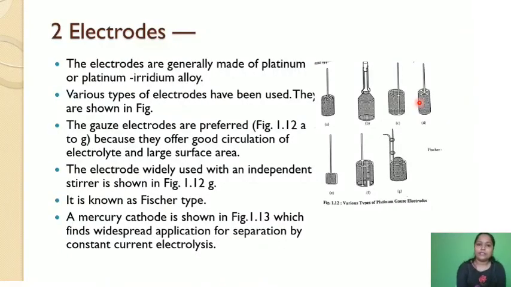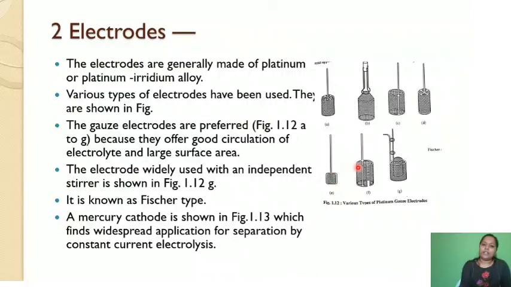The second apparatus is electrodes, cathode and anode. Generally, the diagram shows various types of platinum gauze electrodes. The electrodes are generally made of platinum or platinum iridium alloy. Various types of electrodes have been used, and they are shown in the figure. All are gauze electrodes. Gauze electrodes are preferred because they offer good circulation of electrolyte and a large surface area.